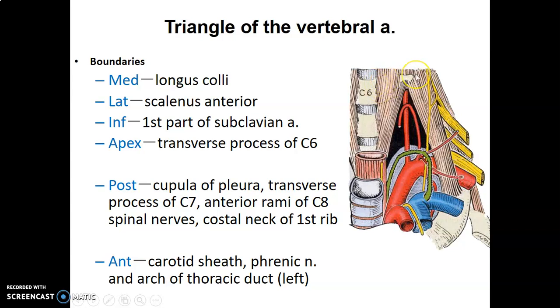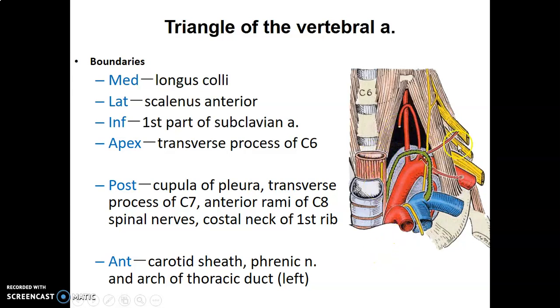Okay. What is located posterior to this triangle of the vertebral artery? There is the cupula of the pleura. Okay. We also have the transverse processes of the C7 vertebra. This is C6, C7. So posterior to this triangle, you have the transverse process of C7, the anterior rami of the C8 nerve, and the costal neck of the first rib.